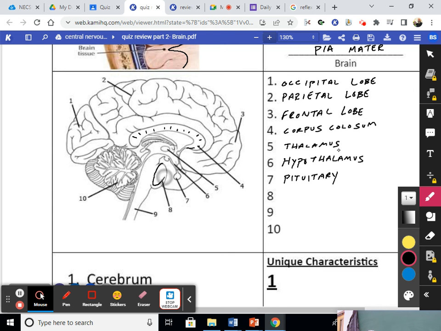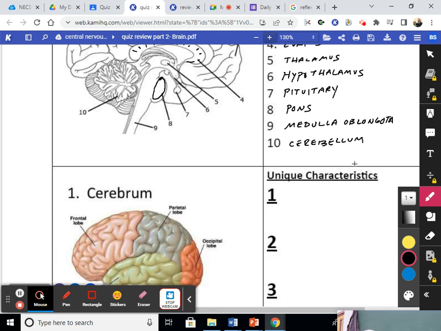Over here, this is the big belly of the seahorse. We have what's called the pons. Nine is the medulla, or we could say the rest, the medulla. Let's just say medulla oblongata. And ten, Sarah? That's the one. And what is that? What does that control? What does the cerebellum control? Emotions and balance. Balance.